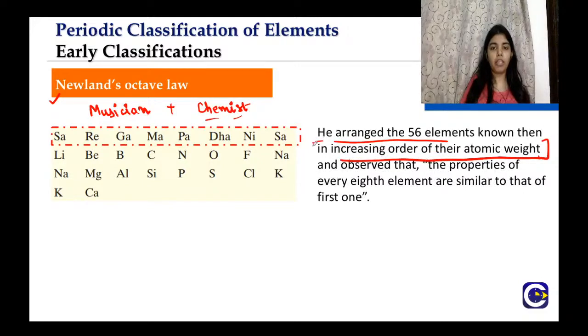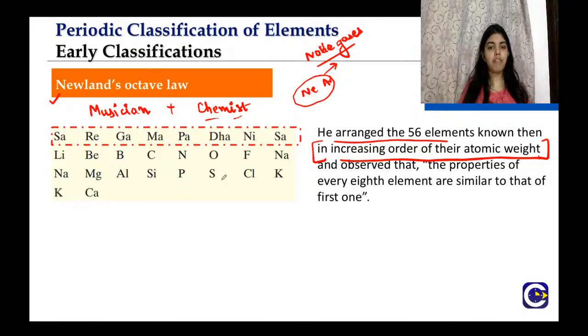This is very important. At that time 56 elements were known, and he arranged them in the increasing order of atomic weight. Here you can see lithium, then beryllium, boron, carbon, nitrogen, oxygen, fluorine. Neon and argon were not known, right? Noble gases were not discovered at that time. Then sodium, magnesium, aluminium, silicon, phosphorus, sulfur, chlorine, potassium, right? Sodium has more atomic weight than fluorine, then oxygen, nitrogen, carbon, and so on.